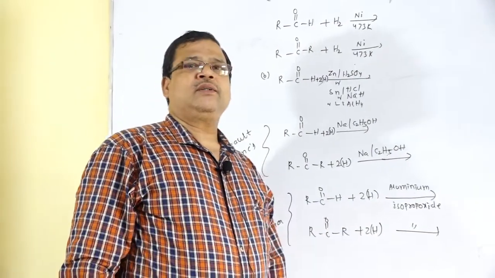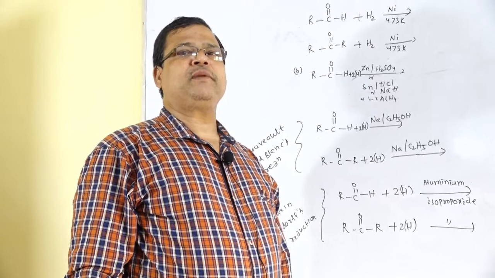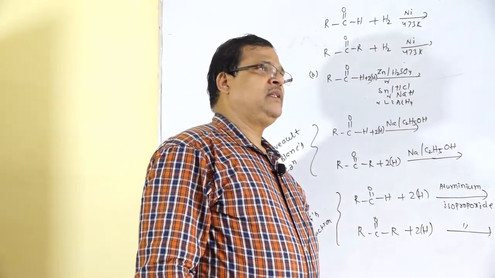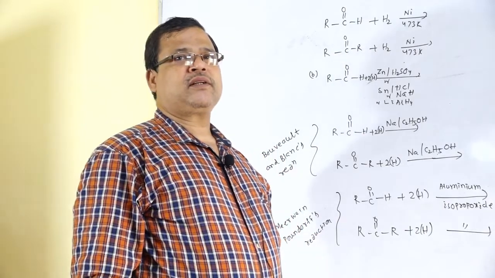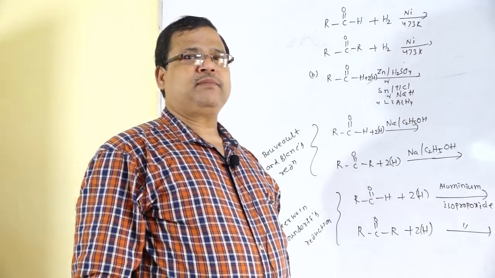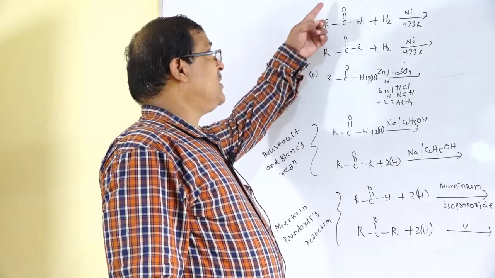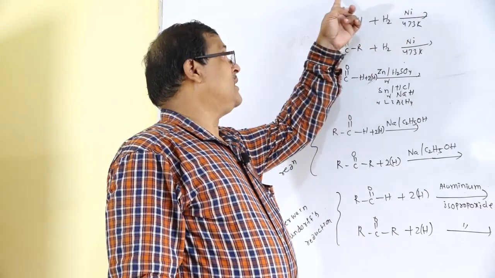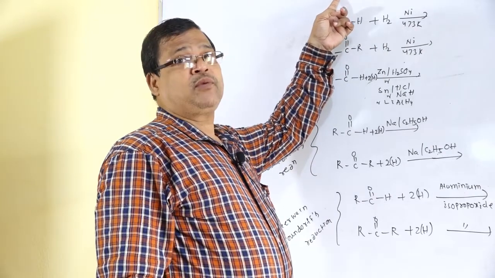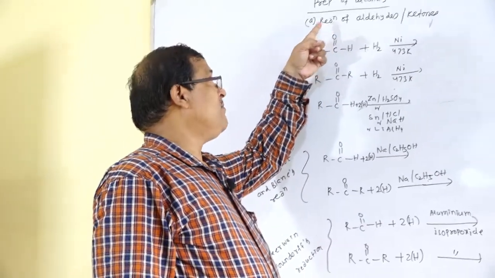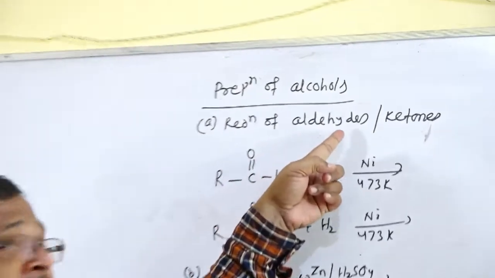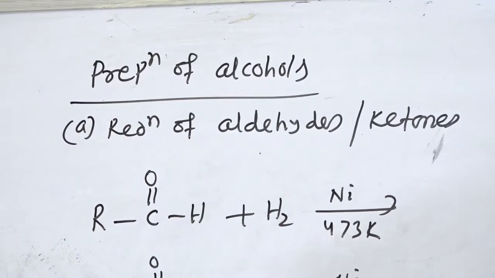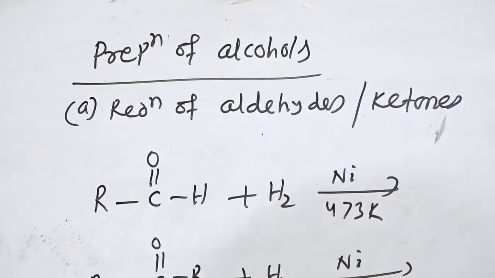Dear students, today we will start methods of preparation of alcohols. First, aliphatic alcohols and their methods of preparation. The first method is reduction of aldehydes or ketones. Reduction is the addition of hydrogen, for which we have to add a reducing agent. So, reduction of aldehydes and ketones for the preparation of alcohols.